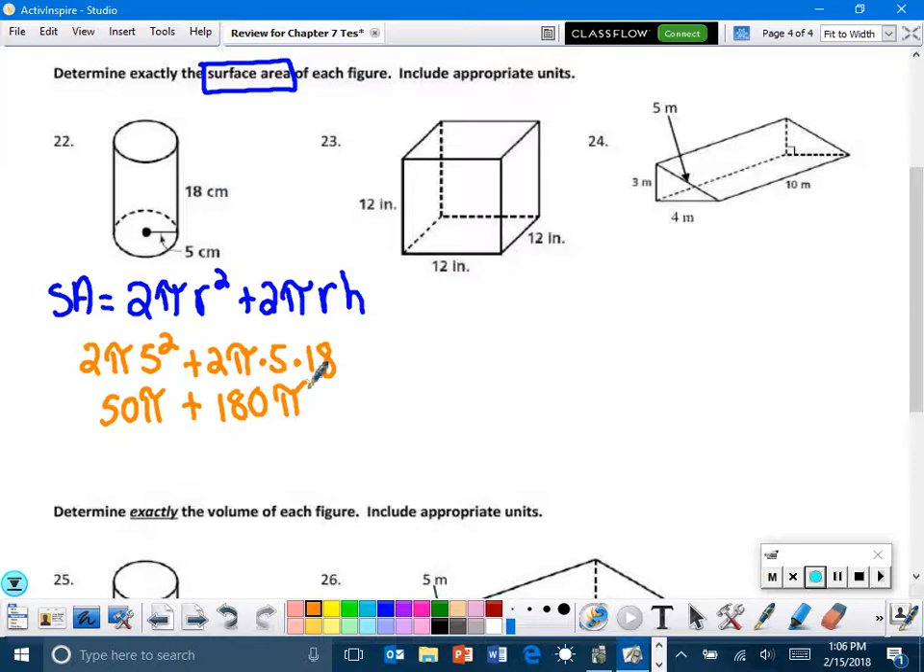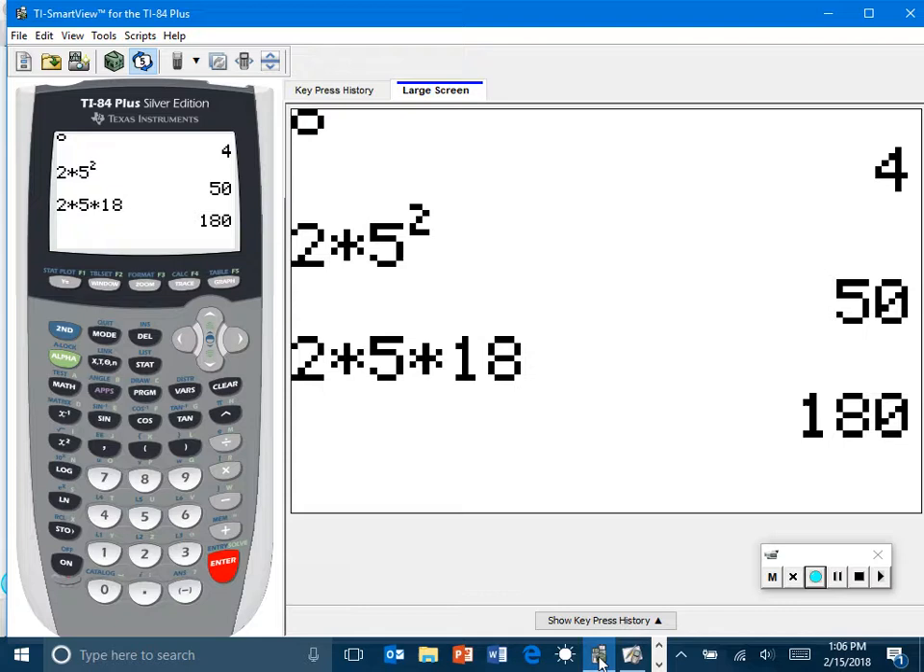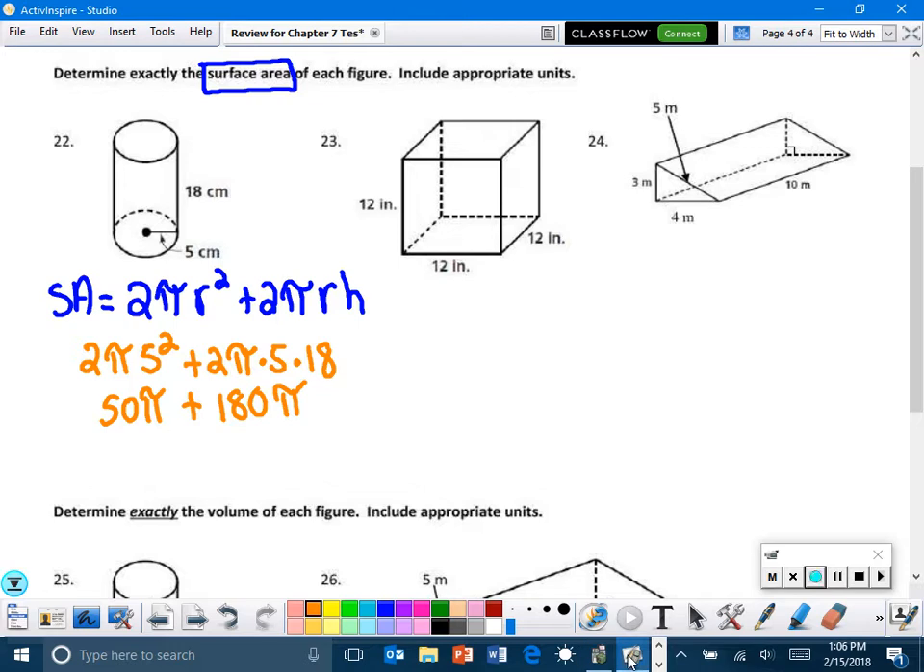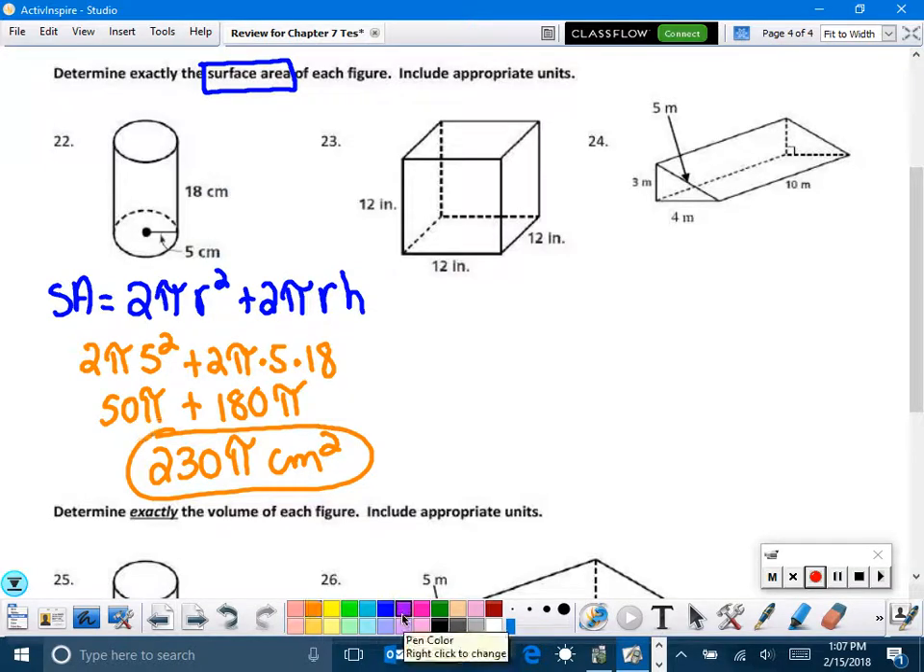Now I can add those two together. 50 plus 180 is 230. So my answer is 230 pi centimeters squared because it's dealing with surface area. All right, next one. Okay, we have a cube. A cube is considered a prism.